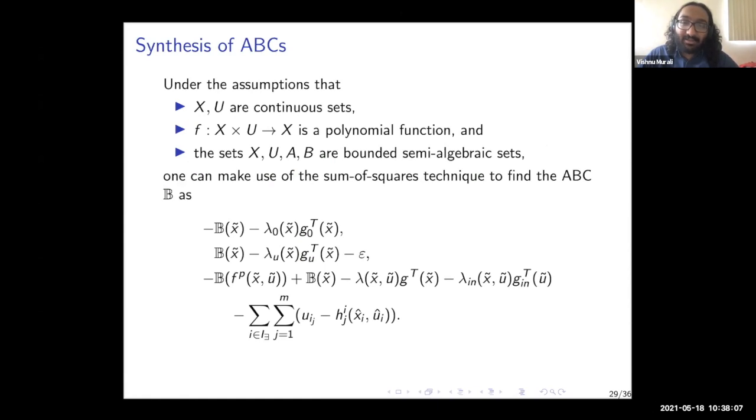We then turn to the problem of how we synthesize or find these functions, which are augmented barrier certificates. And so, under the assumption that the state set and the input set are continuous sets, that the system evolves based on polynomial dynamics, the sets X and U, as well as the sets A and B with respect to the conditional invariance are bounded semi-algebraic sets. That is, they can be represented in terms of polynomial inequalities. We can make use of the technique of sum of squares to find these augmented barrier certificates. This formulation may not seem very intuitive, but the first line basically corresponds to the first condition we had, the second to the second condition, and the last to the last condition of augmented barrier certificates.